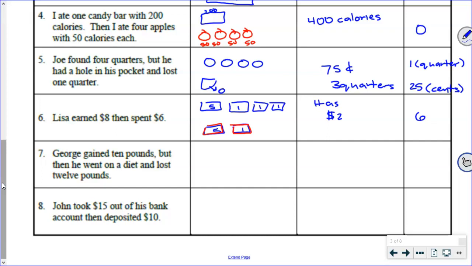George gained 10 pounds, but then he went on a diet and he lost 12 pounds. You can get pretty creative with these pictures, especially if you're an artist. I am not an artist, but there's my scale with a plus 10. And then here's my scale with a minus 12. So what's the net result?